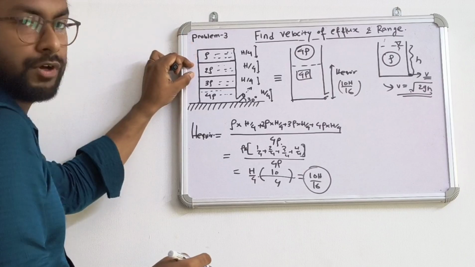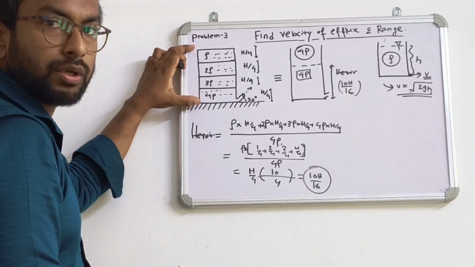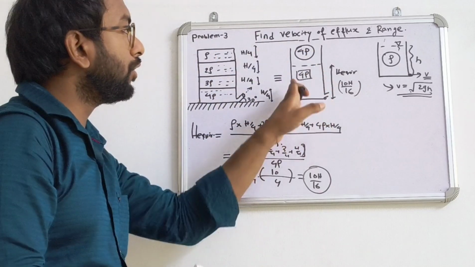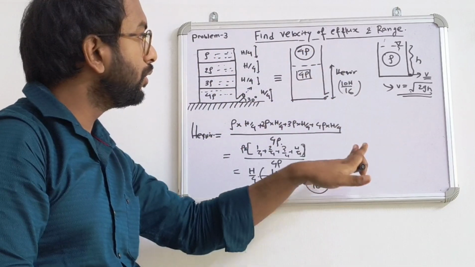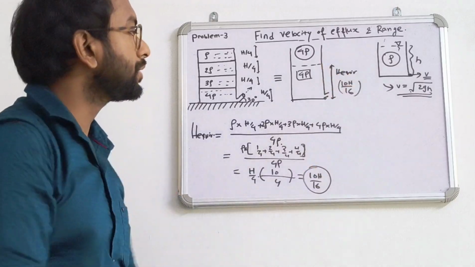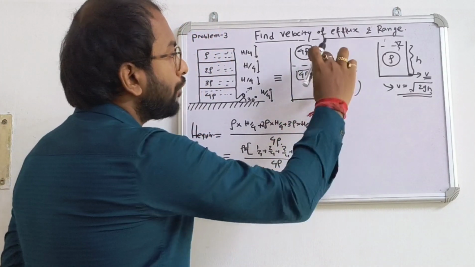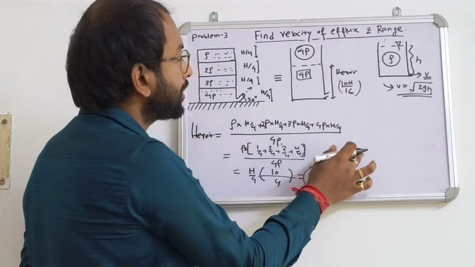See, h by 4 plus h by 4 plus h by 4 plus h by 4 gives rise to the total h. But if we convert it to only one density, 4 rho, it gives rise to 10h by 16 as the column height. Now what will be the velocity of efflux if I keep a hole at a depth of this 10h by 16 at the bottom?